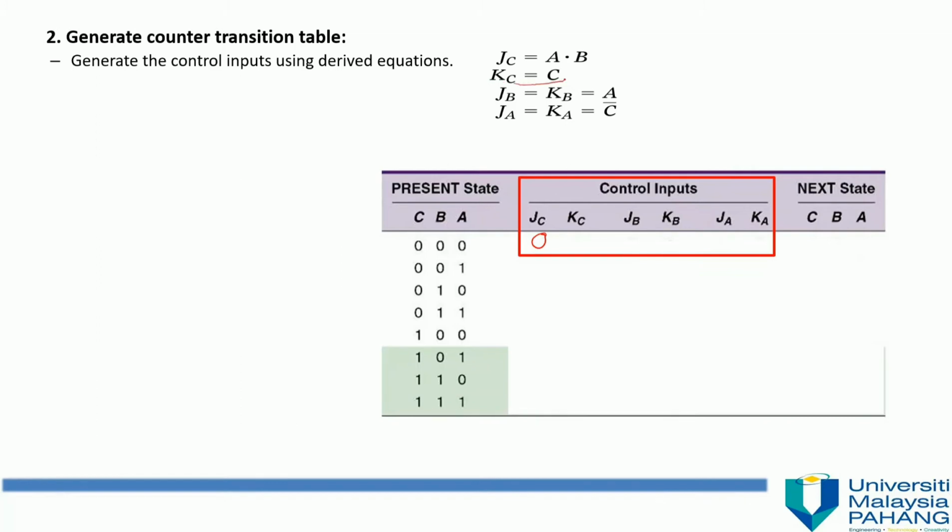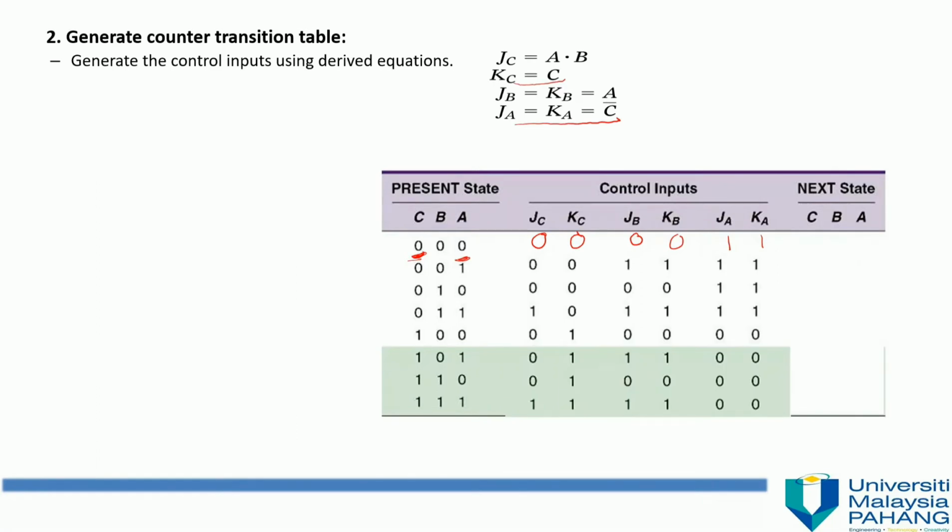For KC, it is equal to C. The value of C in the present state is 0, then KC equals 0. Next equation is JB and KB equal to A. The value of A in the present state equals 0, so JB equals 0 and KB equals 0. After that, JA and KA equal C bar. The value of C in the present state equals 0, so C bar equals 1. JA equals 1 and KA equals 1. We repeat the same process for the other present state inputs, so we get the table for the control inputs like this.